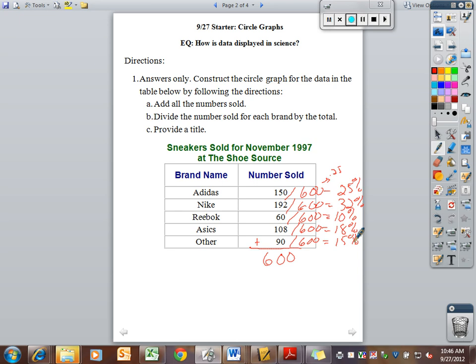So now that you know what each of the percentages is, I'm going to put it over here on the side so it's easier. 25%, 32%, 10%, 18%, and 15%. Then we make our circle.